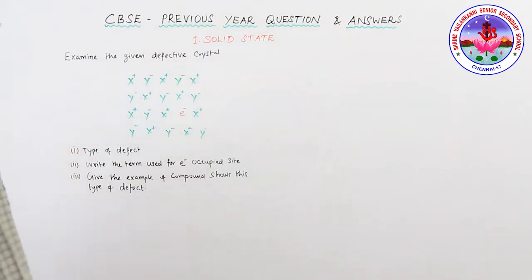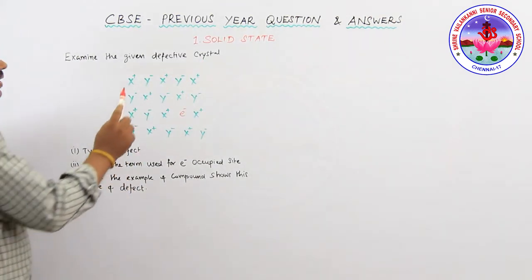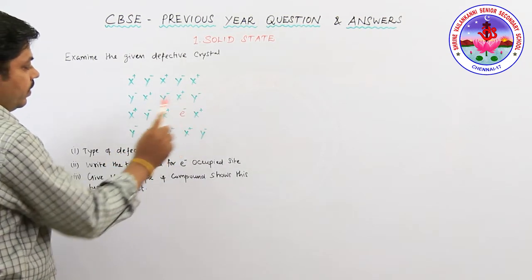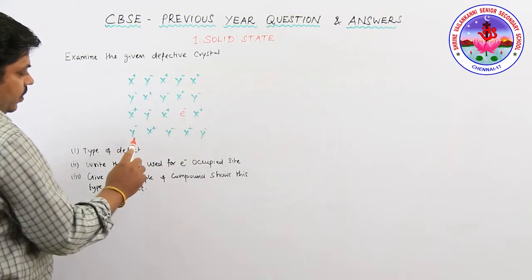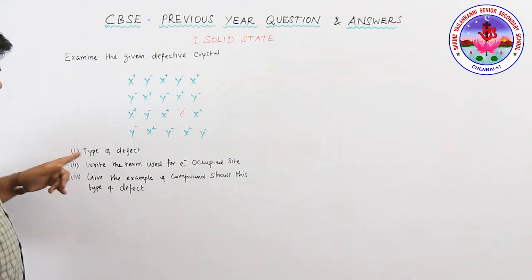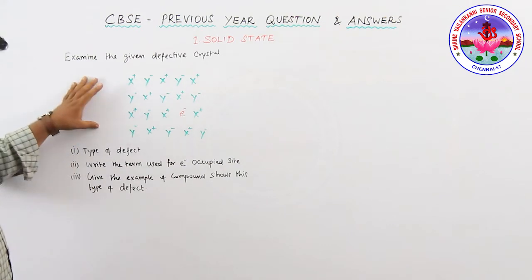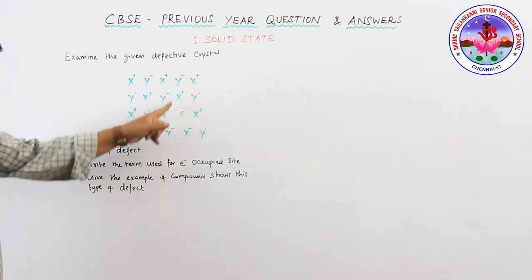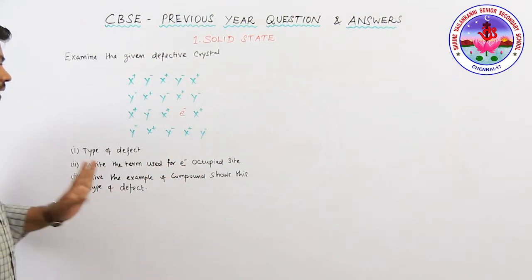See, look at this question. Examine the given defective crystal. X plus Y minus X plus Y minus X plus, and the second pattern Y minus X plus Y minus X plus Y minus X plus Y minus X plus with an electron given here, then X plus Y minus X plus Y minus X plus Y minus. So the question is, you have to answer the following: what type of defect is indicated in this defective crystal? And the second question is, write the term used for the electron occupied site, then give an example of a compound showing this type of defect.